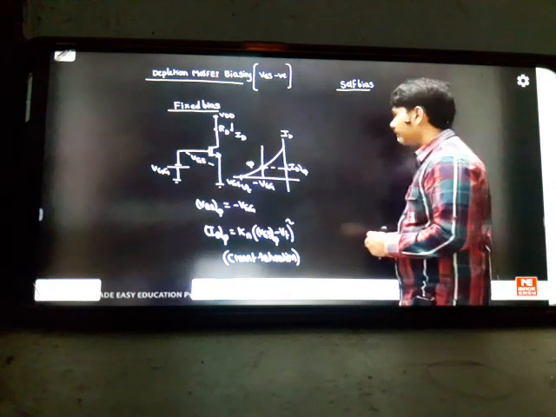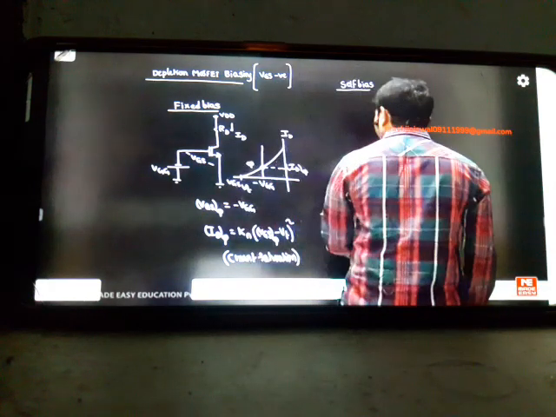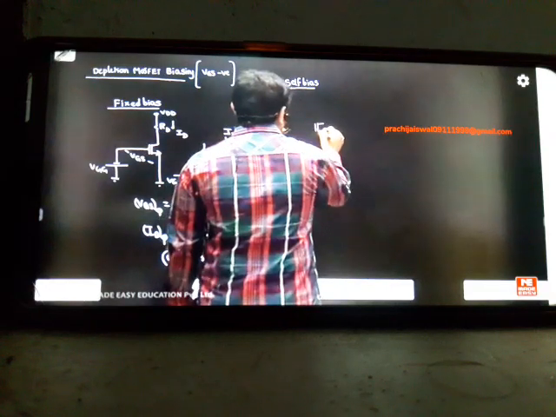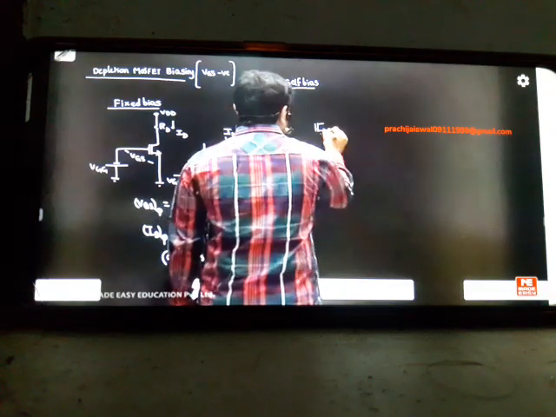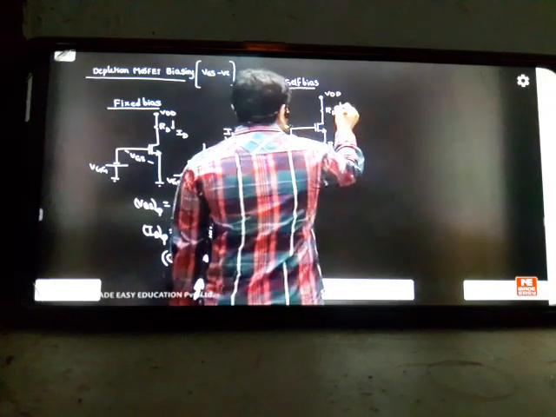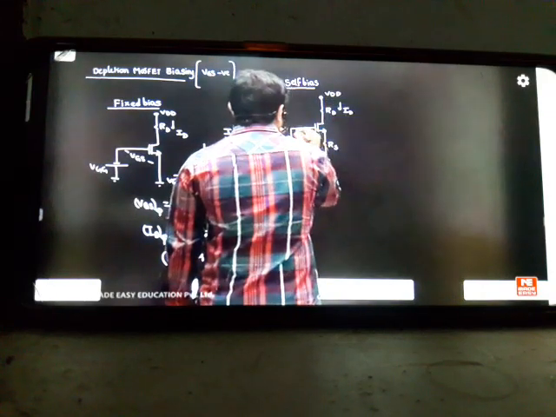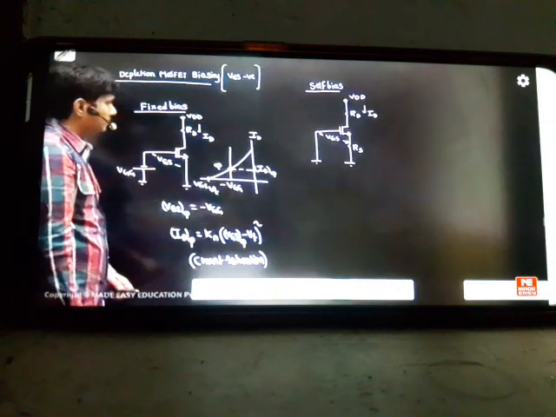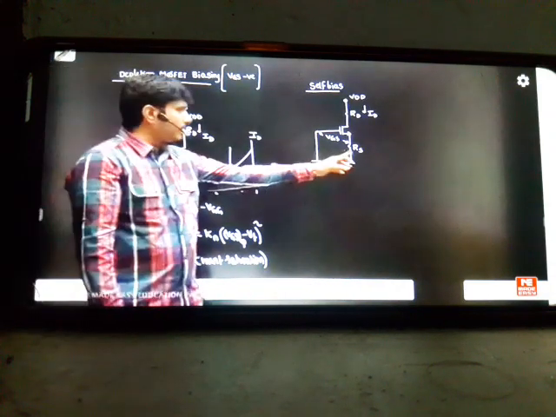So this is about your fixed bias concept. Fixed bias is this one. Next I'm going for the self bias circuit. We have RS, RD. This is your VDD. This current is ID. This voltage is VGS. This is circuit number 2. It's called the self biasing technique. Only self bias, we don't have anything here.